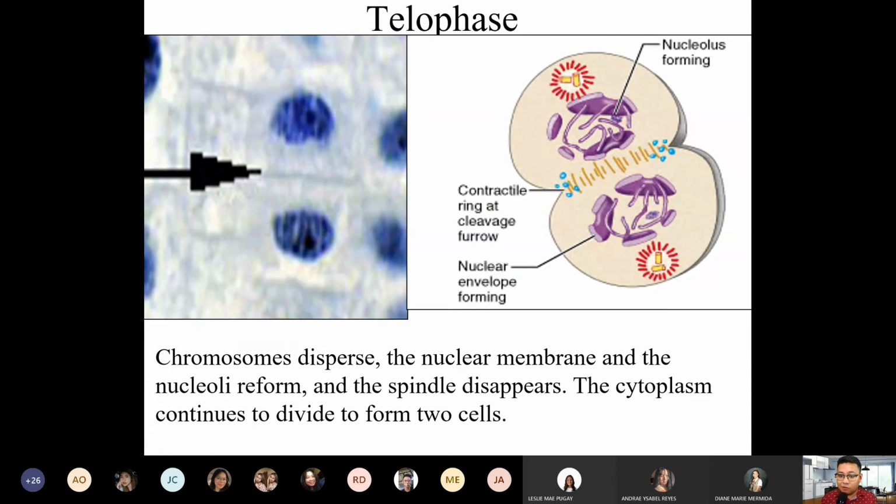And finally, we have our telophase. In telophase, the chromosomes start to condense and unravel again. It will start to reform the nucleus on each side of each new cell, and the original cell starts to divide. Okay?